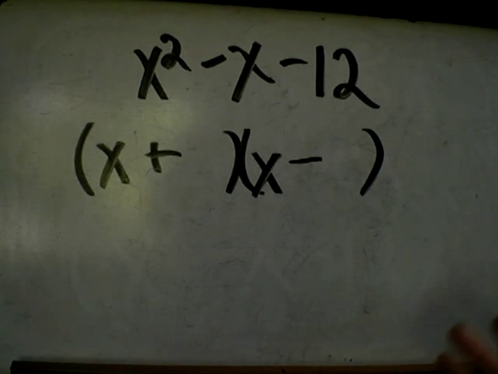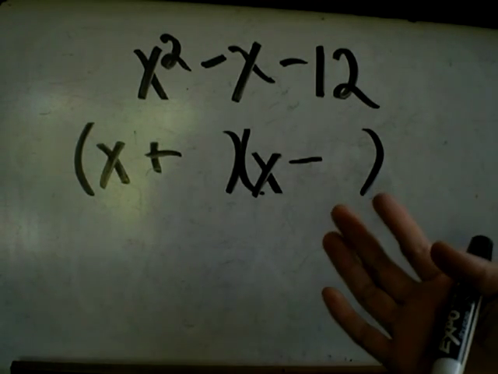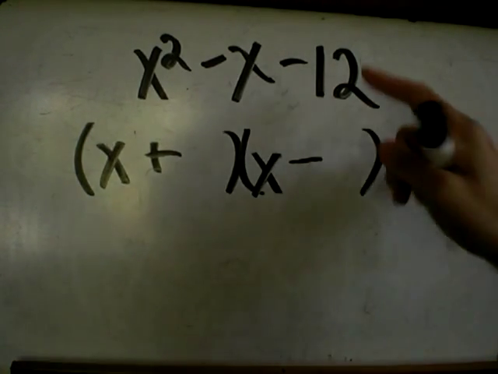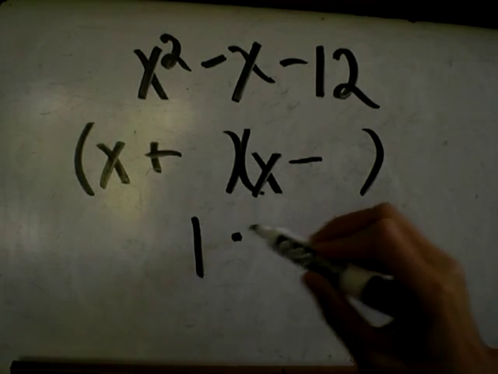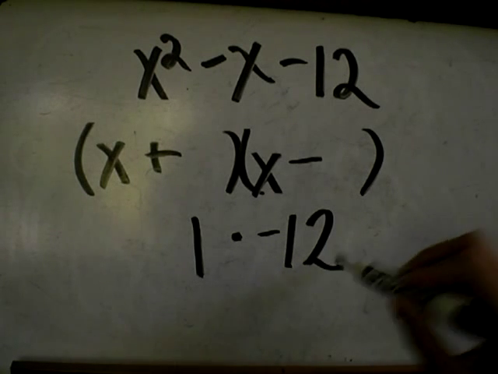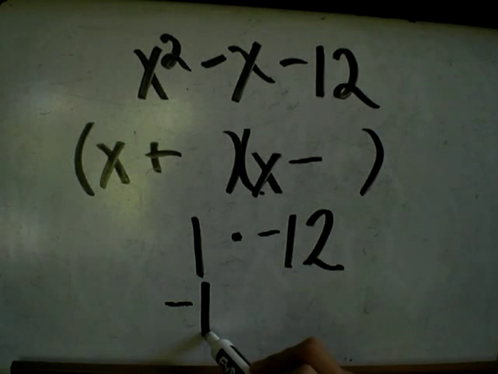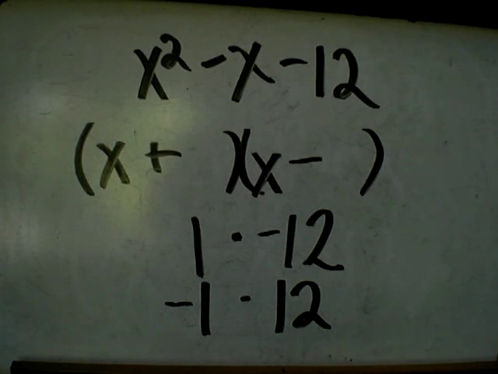Now this may seem a little bit more complicated just because it's a negative. So you can think, maybe two factors of negative 12 could be 1 times negative 12. But remember, you could switch this up and it could be negative 1 times positive 12. That's where it can become a little bit more complicated.